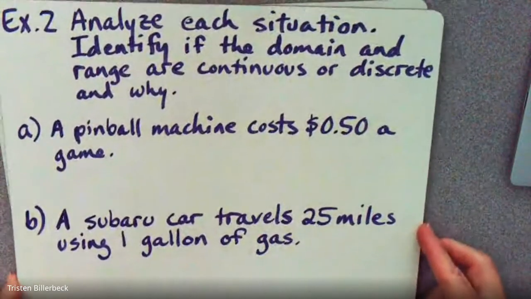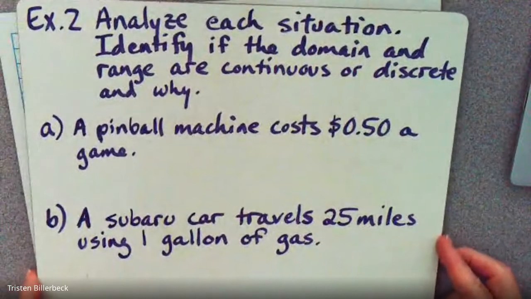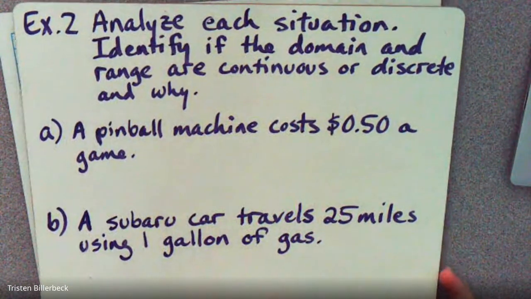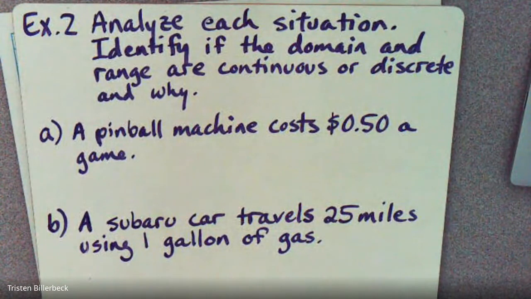All right, so let's take a look at this one. We're going to analyze each situation and identify if the domain and range are continuous or discrete and why. We have a pinball machine and it costs 50 cents a game. Can we put in 25 cents and the machine will start? No, the machine will not start unless we put 50 cents in.